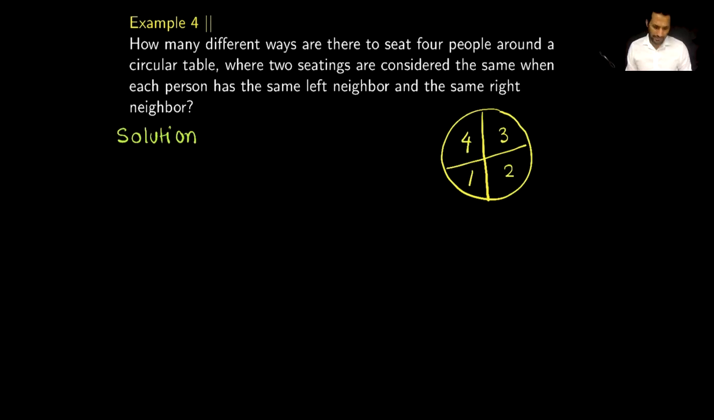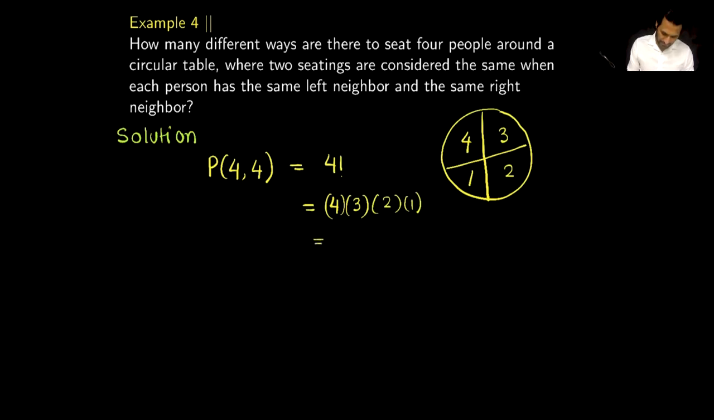As you can see, this problem looks like a permutation problem, because you have 4 people and you need to seat 4 people on 4 seats, which will be 4 factorial. You can calculate 4 times 3 times 2 times 1, and if I calculate this it will give 24. So there are 24 different ways to seat 4 people around a table.